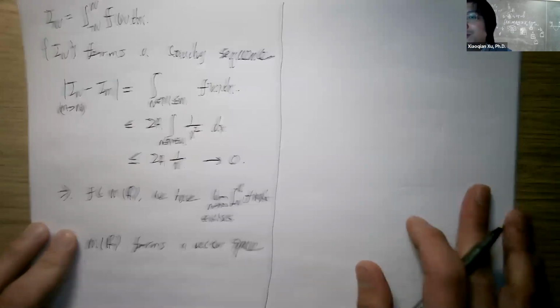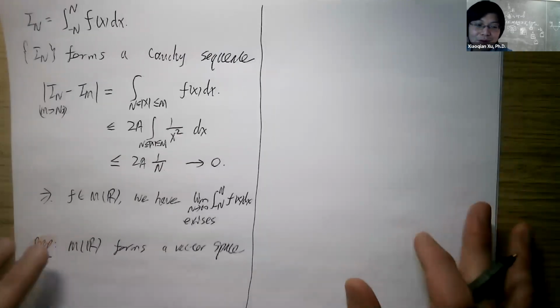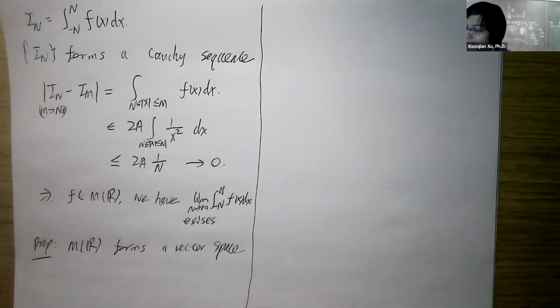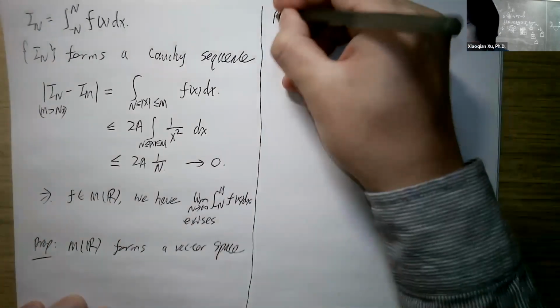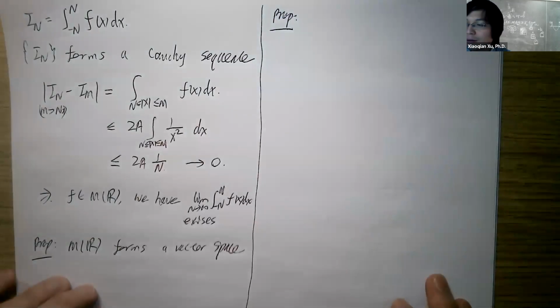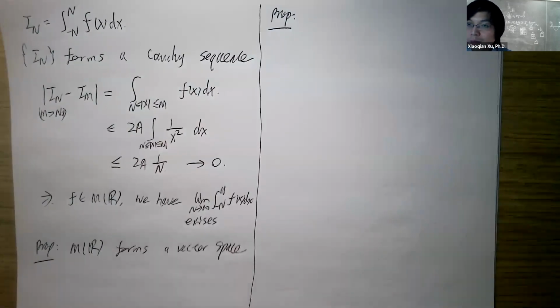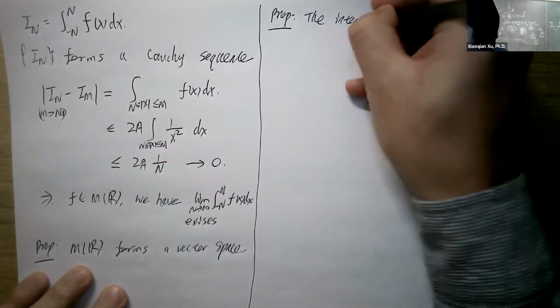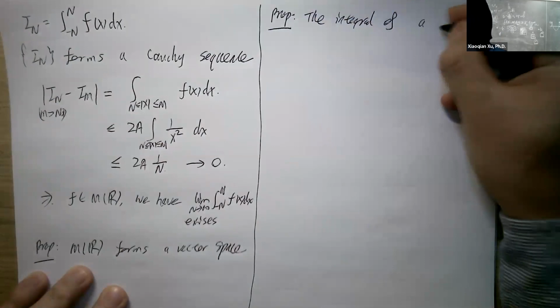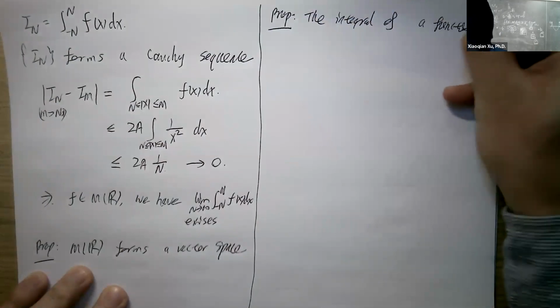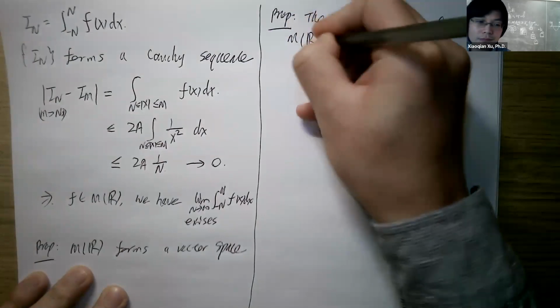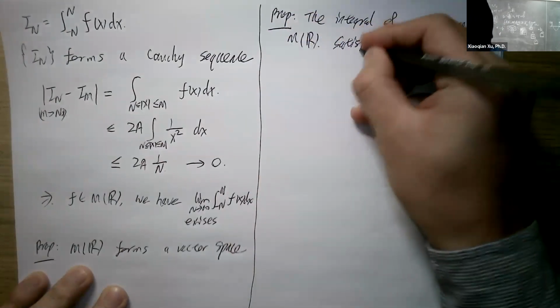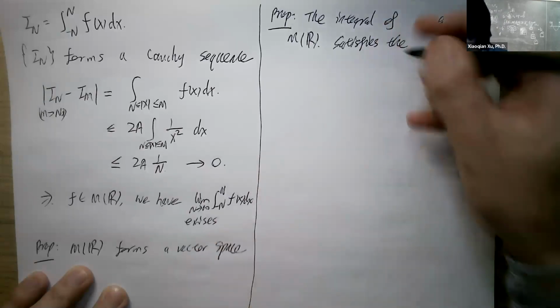Okay, so this would be the function space we are going to discuss for our transform. And let's see more propositions about this function space so that you will get a little bit more familiar with this kind of whole space integral, or this kind of improper integral. Okay, the integral of functions in M_R satisfy the following properties.